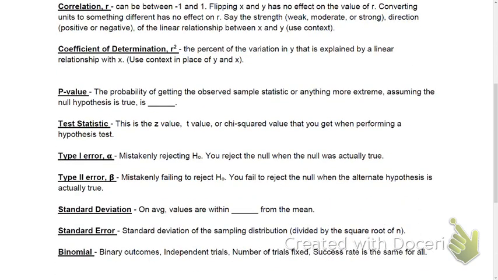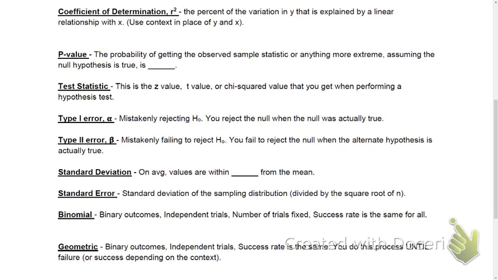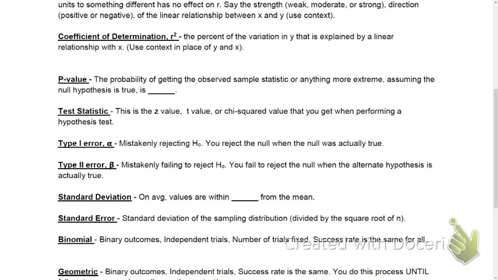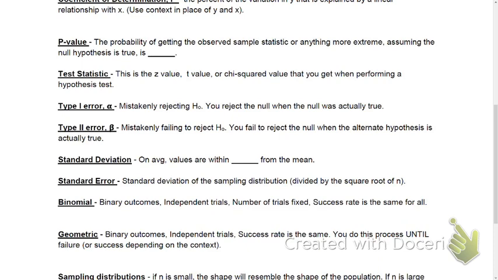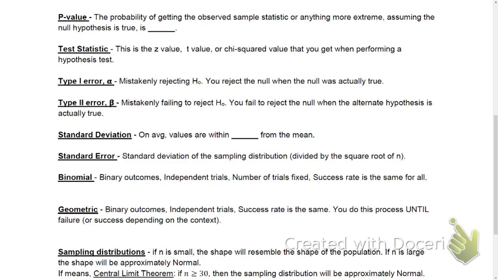P-value, that is a really hard interpretation to nail and memorize, so please work on that. The test statistic, I've said it before, but not very often. That's z, t, or chi-squared when you run the test. You guys were pretty good at type 1 and 2 errors. Just go over that really quickly. Standard deviation, you guys are pretty good on that.